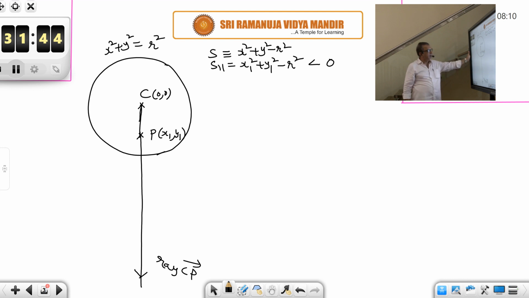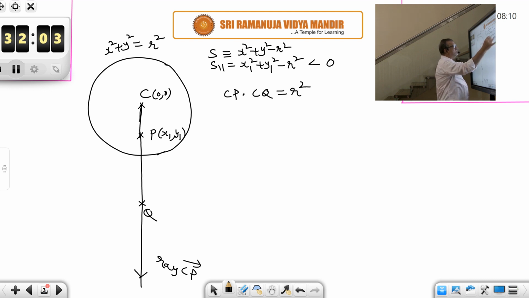Join the center of the circle to the point P and produce it only one side. Don't produce it to the other side. So on this ray, you take a point Q such that CP into CQ is equal to r square, where r is the radius of the circle, of course.